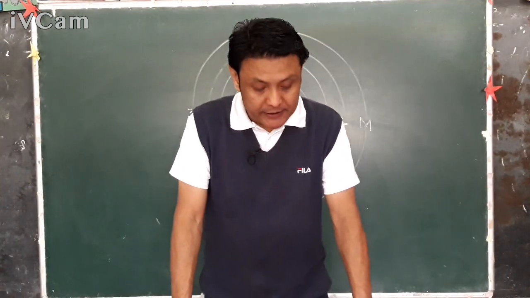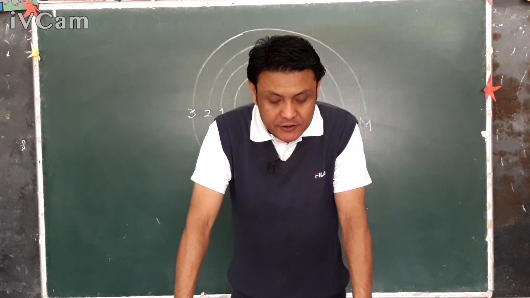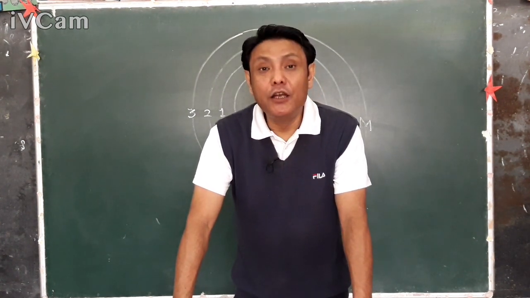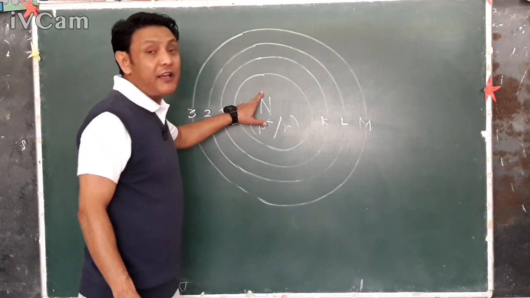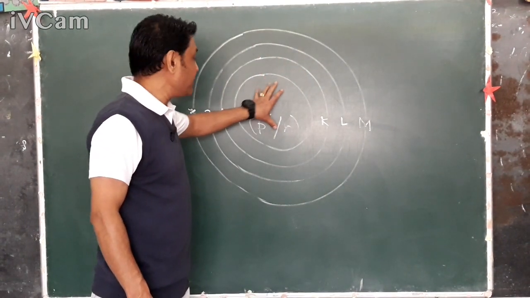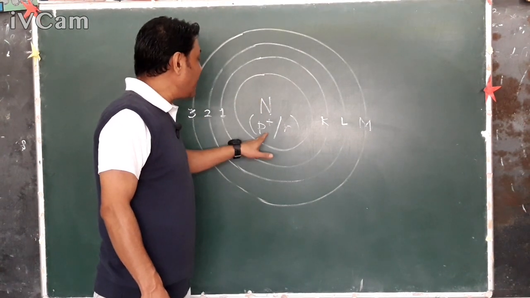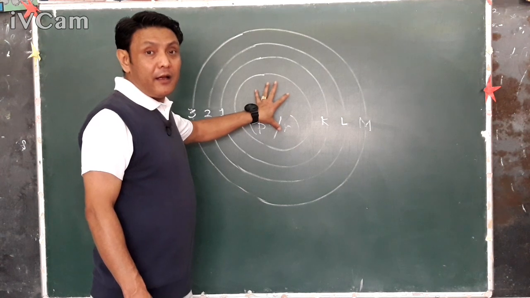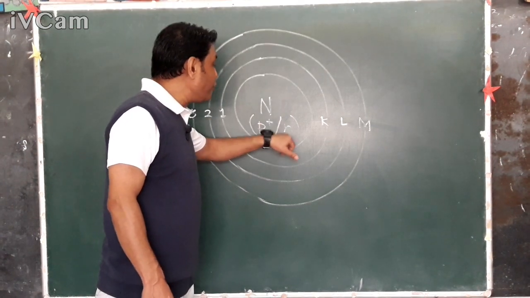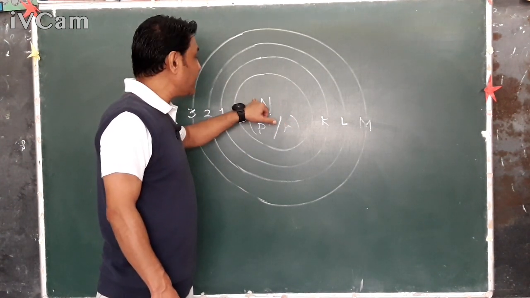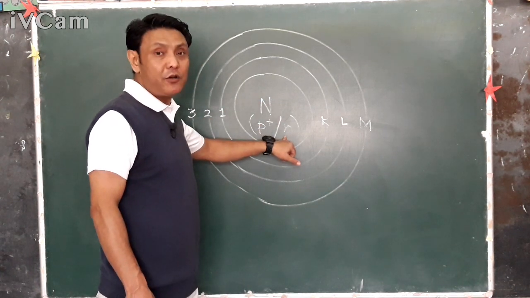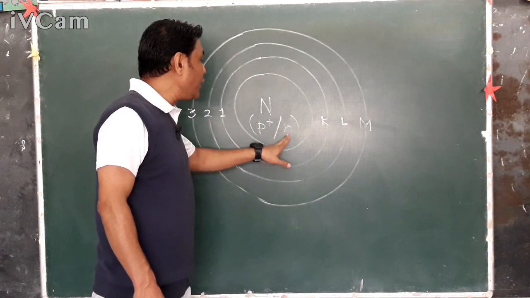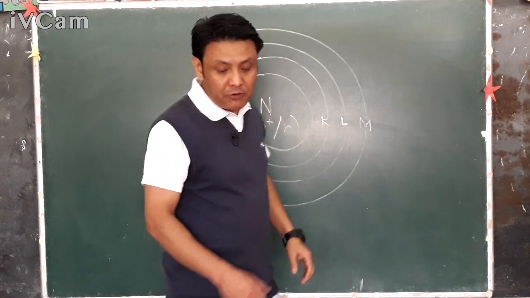So, let us talk about the nucleus. The nucleus of an atom consists of protons and neutrons. The protons and neutrons are collectively known as nucleons. So, what is the nucleus? The central part of an atom is called the nucleus, and within the nucleus we have protons and neutrons, and this is the heaviest part of an atom. Protons and neutrons together make the nucleus, and those particles which make up the nucleus are known as nucleons.